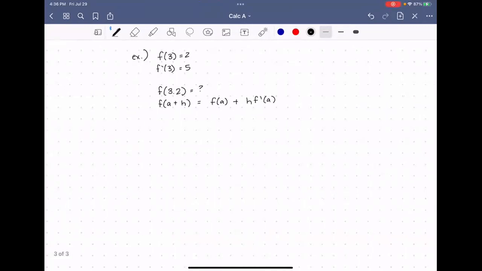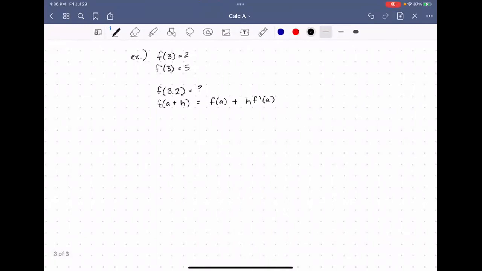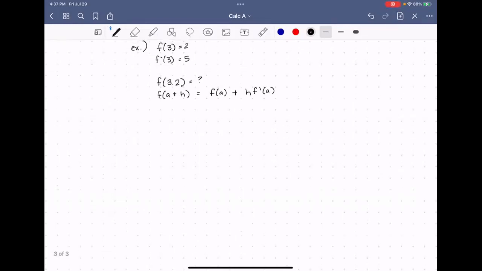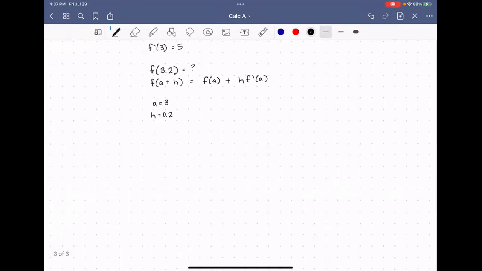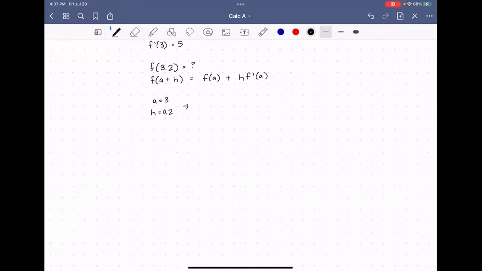Okay. So we know that h is going to be 0.2 because we're going to set a equal to 3. If a is equal to 3 and h is equal to 0.2, that gives us 3.2 when you add it together, right? So let's go ahead and write that out. f of 3 plus 0.2 is equal to f of 3 plus 0.2 times f prime of 3.